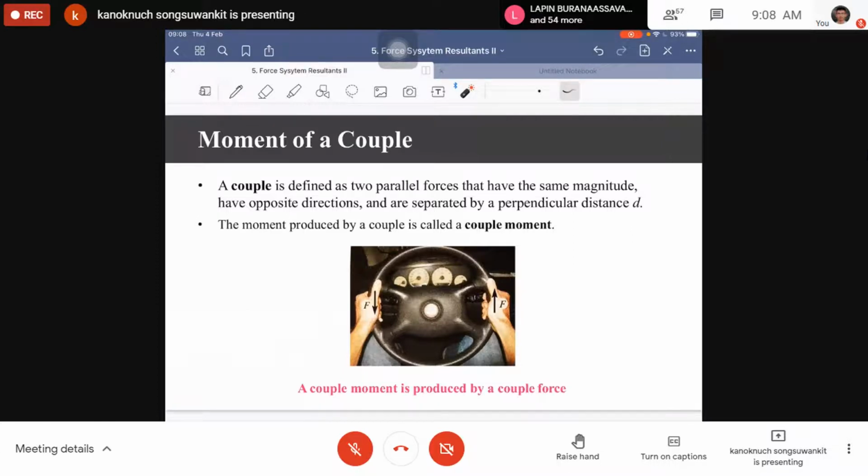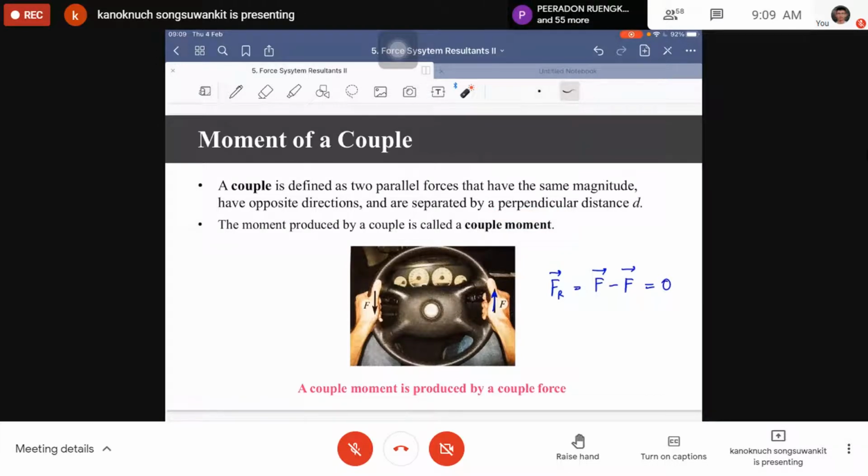In case there are two forces having the same magnitude, parallel to each other, but acting in the opposite direction, or negative to each other, we call these two forces a couple. The resultant force of the couple equals 0, because we have F in one direction and another acting in the opposite direction, so it is equal to minus F. Then the result equals 0.